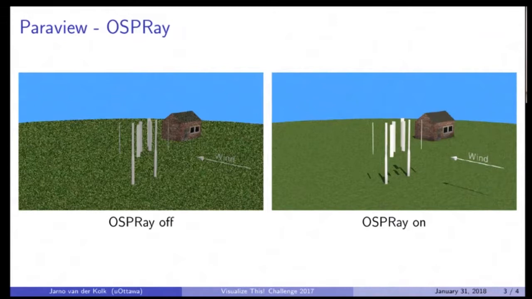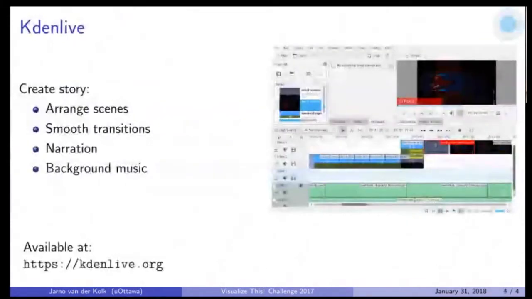Yeah, so here you can clearly see the difference between having ray tracing enabled and disabled. You can see the shadows here on the right, and the grass is much prettier now, as well as the house. And that's mainly the things that I use to make my simulation stand out.